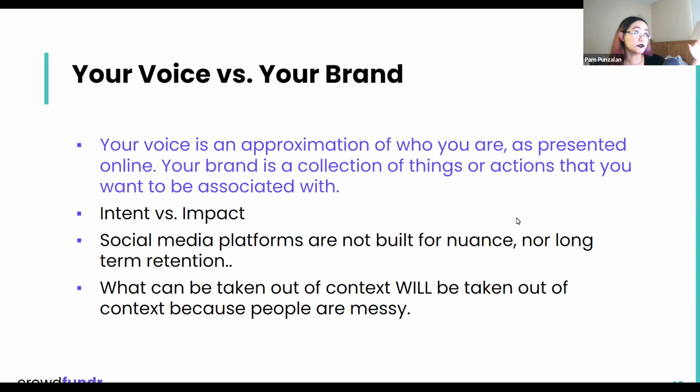Also, always remember, social media platforms are not built for nuance nor long-term retention. Full stop. If you're expecting people to glean your words or whatnot, 9 times out of 10, it's just not going to happen. And on that last point, what can be taken out of context will be taken out of context because people are messy. Note that I said messy, not malicious.